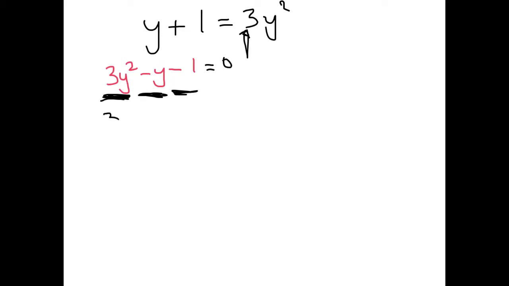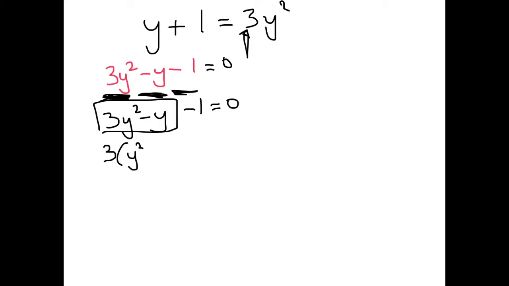So 3y squared minus y, that's what I'm looking to complete the square with, take away 1 is 0. 3 into y squared minus 1/3 y minus 1 equals 0. So as usual we're going to halve that term, y minus 1/6 squared.